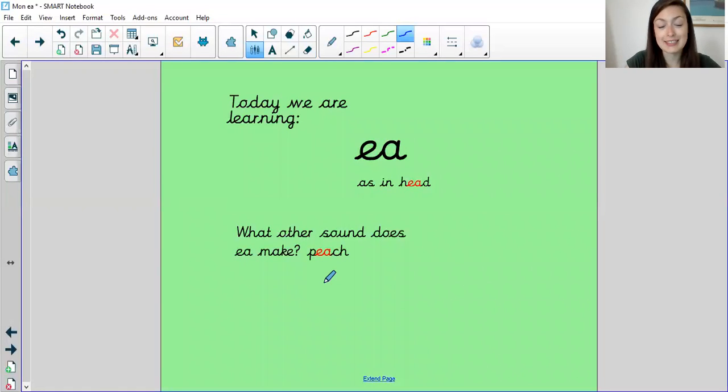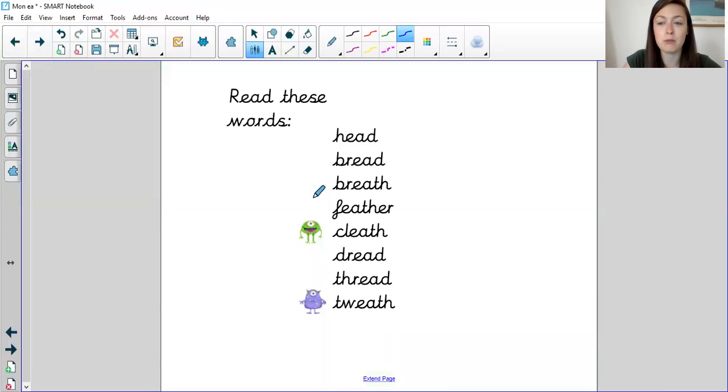So yes, a little bit confusing, but when we read it in a sentence, it can always help us to try and see if it makes sense. If you said, my heat hurts, that doesn't sound right, does it? So if you try the other sound it can make, the ed sound, my head hurts, that makes a lot more sense. So yes, our EA can make an E sound, but it can also make an ed sound. So that's what we're going to be looking at today.